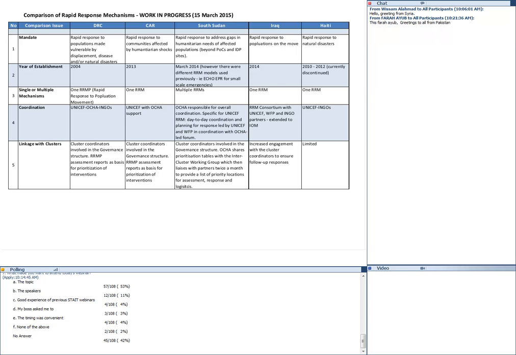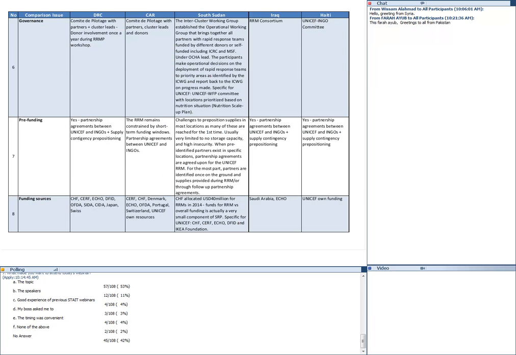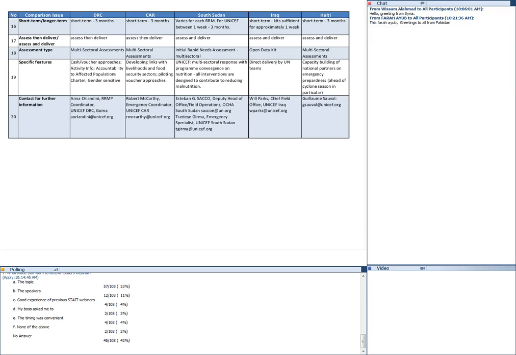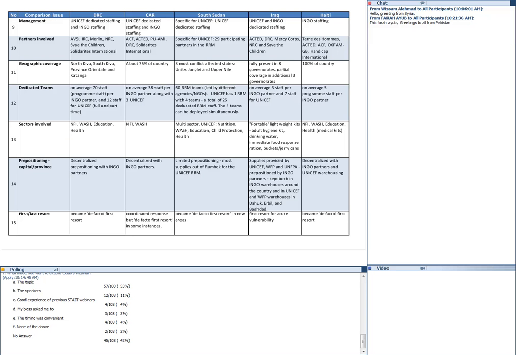There is an average of 70 dedicated NGO staff for the RRM in the DRC, and Domitil will be discussing that in more detail. And we also have, for example, 38 dedicated NGO staff in the Central African Republic. In South Sudan, there are about 60 RRM teams, some directly funded by donors and led either by UN agency or directly by NGOs. Also, a large quantity of relief supplies are pre-positioned in country, and costs for logistics and transport are pre-financed.